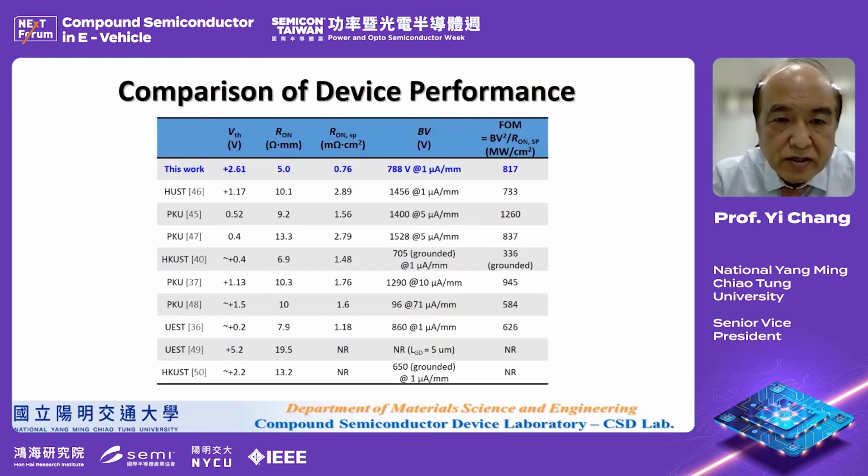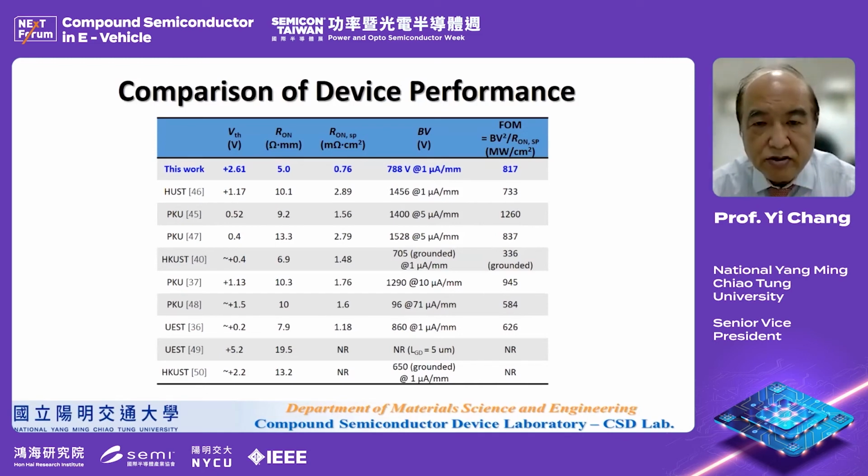So this is the comparison of device performance. You can see the threshold voltage is around 2.61, R is 5.0, and specific R is 0.76, and breakdown is around 788 volt.